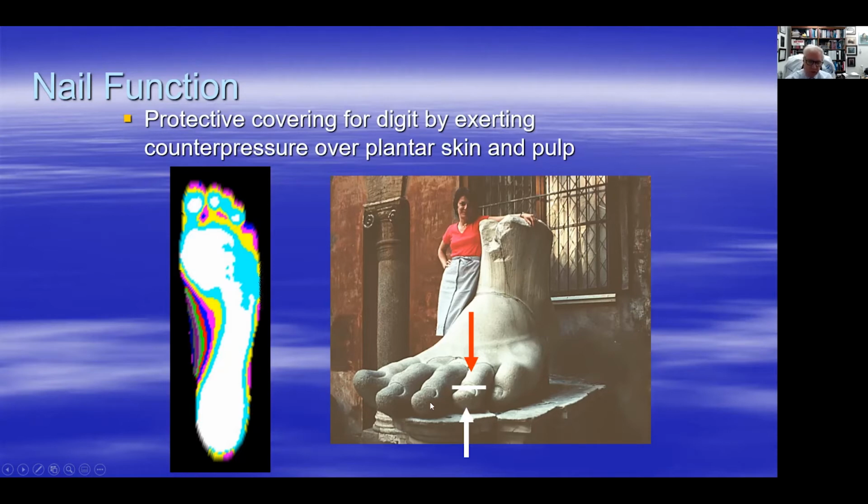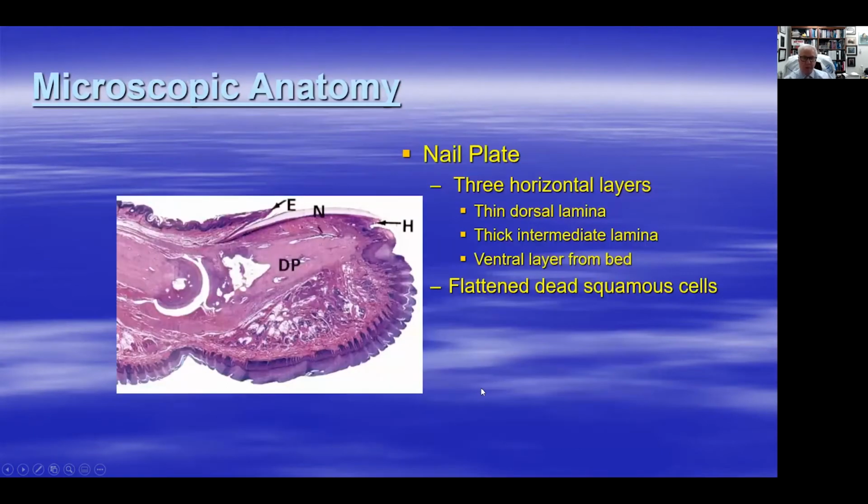So this greatly helps the proprioception of the body, and in order for that to happen, you need a counter pressure on it, and that's probably the main physiologic function of the toenail in the bipedal human foot.